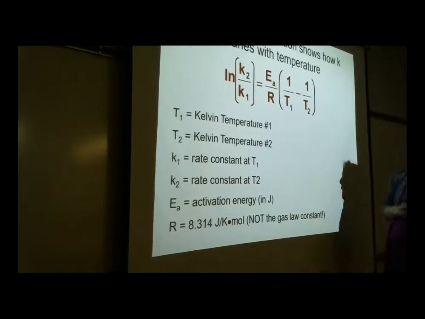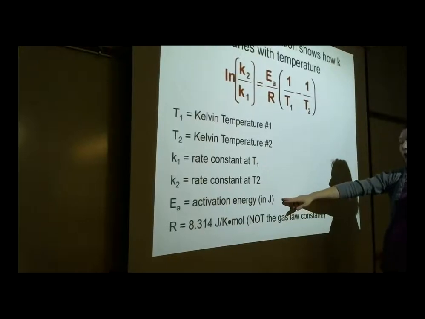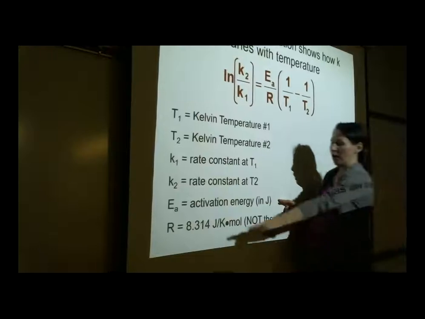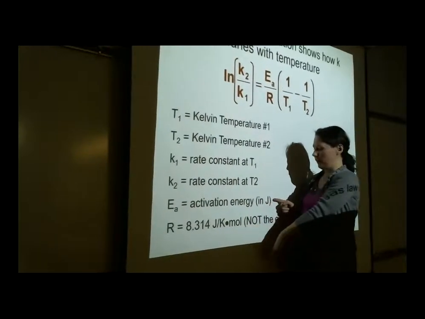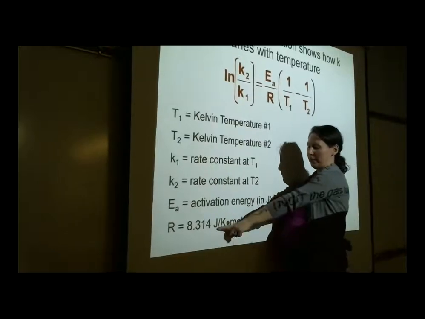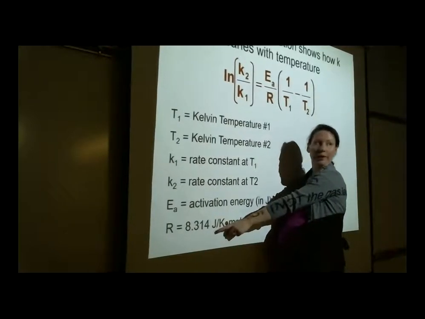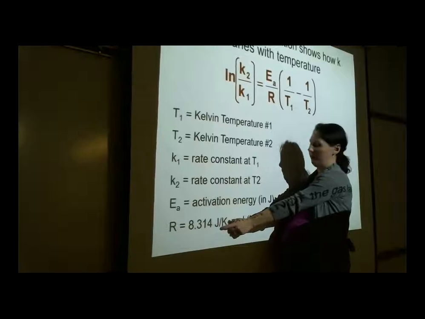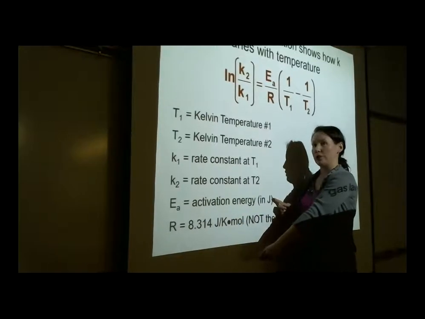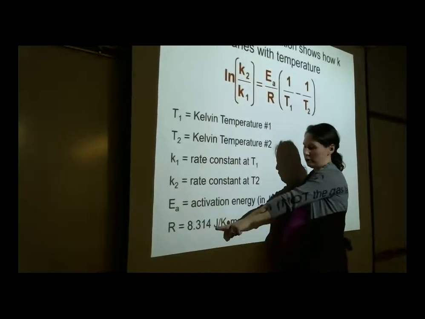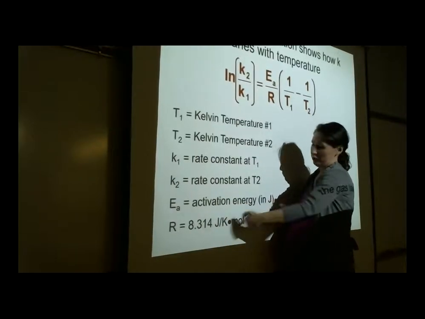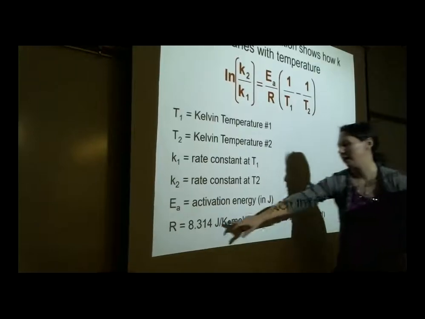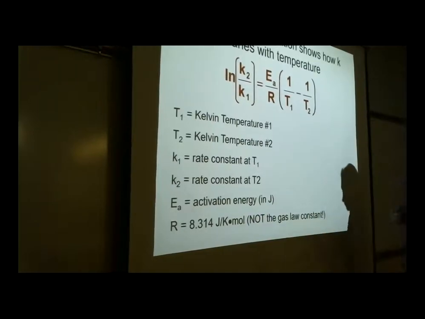And then Ea is activation energy, and it needs to be in joules. Why can it not be in kilojoules? Well, because R is in joules per Kelvin mole, right? So if your activation energy is in kilojoules and your R is in joules, you're going to have a clash. That's going to create a problem. So make sure that if your activation energy is given to you in kilojoules, you convert it to joules so that it'll be compatible with R, or convert R to kilojoules, either one. These need to be the same, because otherwise they won't match.